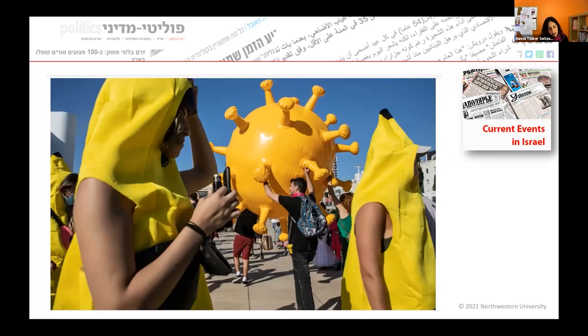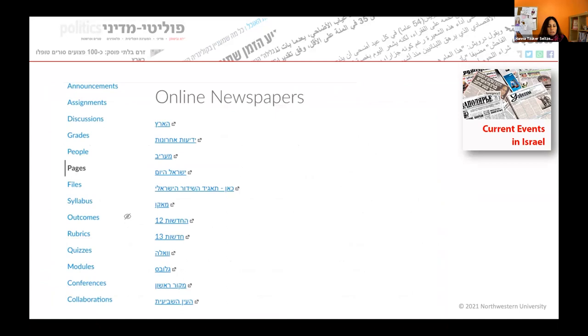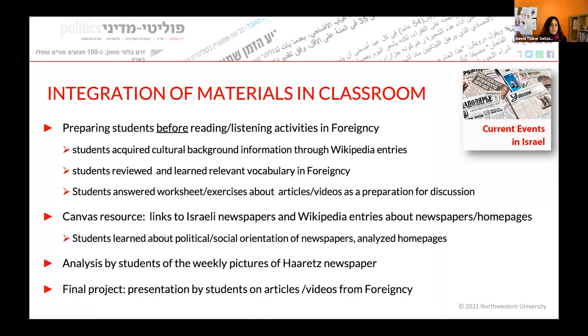Students chose a picture, and in the week of their presentation, they went to that page, chose a picture, and researched the context of the picture. They analyzed the picture in class and talked about the story behind the picture. For the final project, students chose from a selection of articles and videos in fluency and presented on them in class.